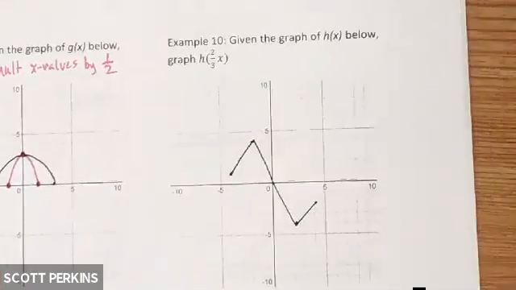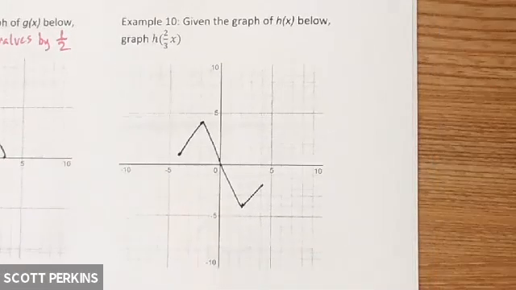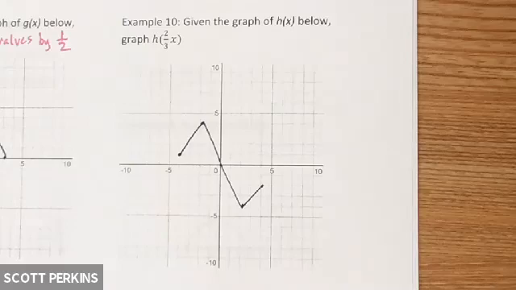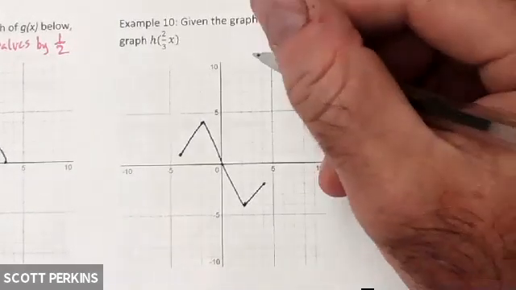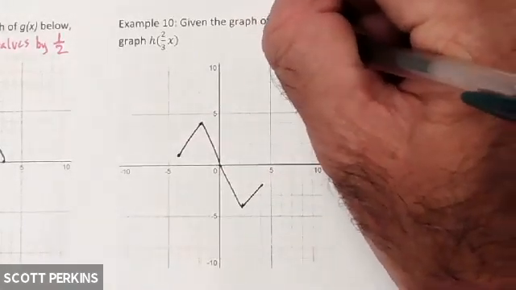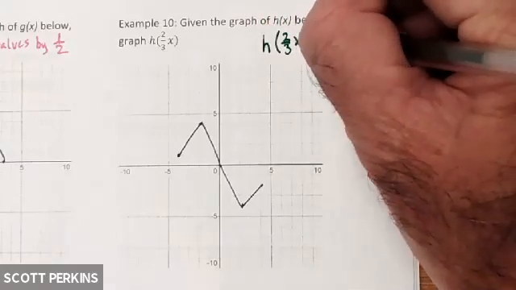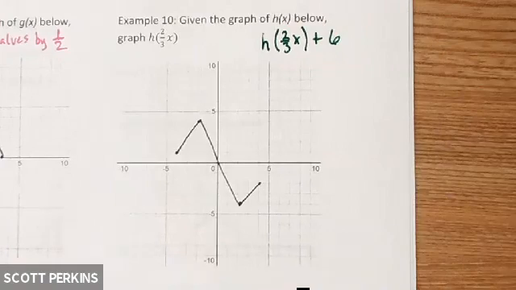All right, last example, example 10. I'm going to give you something extra to do. So what you're going to do is you're going to do h of 2/3 x. Okay, so remember you're doing the reciprocal to all the x values. And then after you do h of 2/3 x, I would then like you to graph h of 2/3 x, and then let's go +6. And the +6, notice it's outside of the parentheses. It is not inside the parentheses.